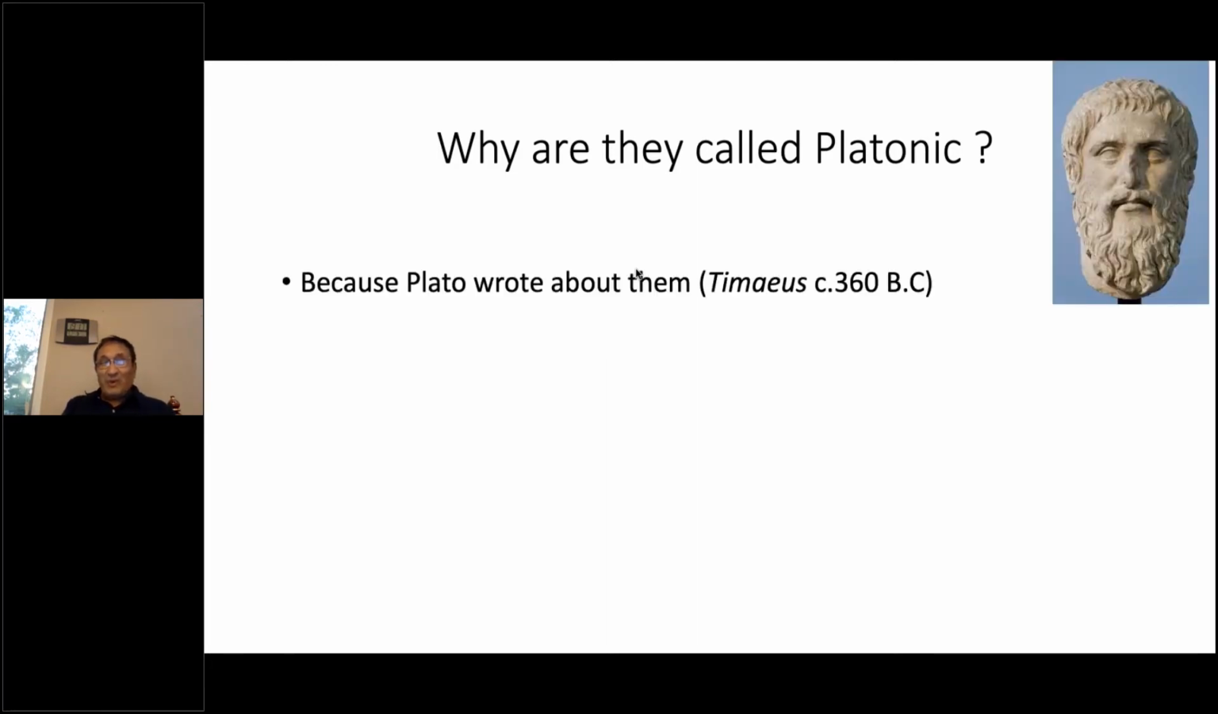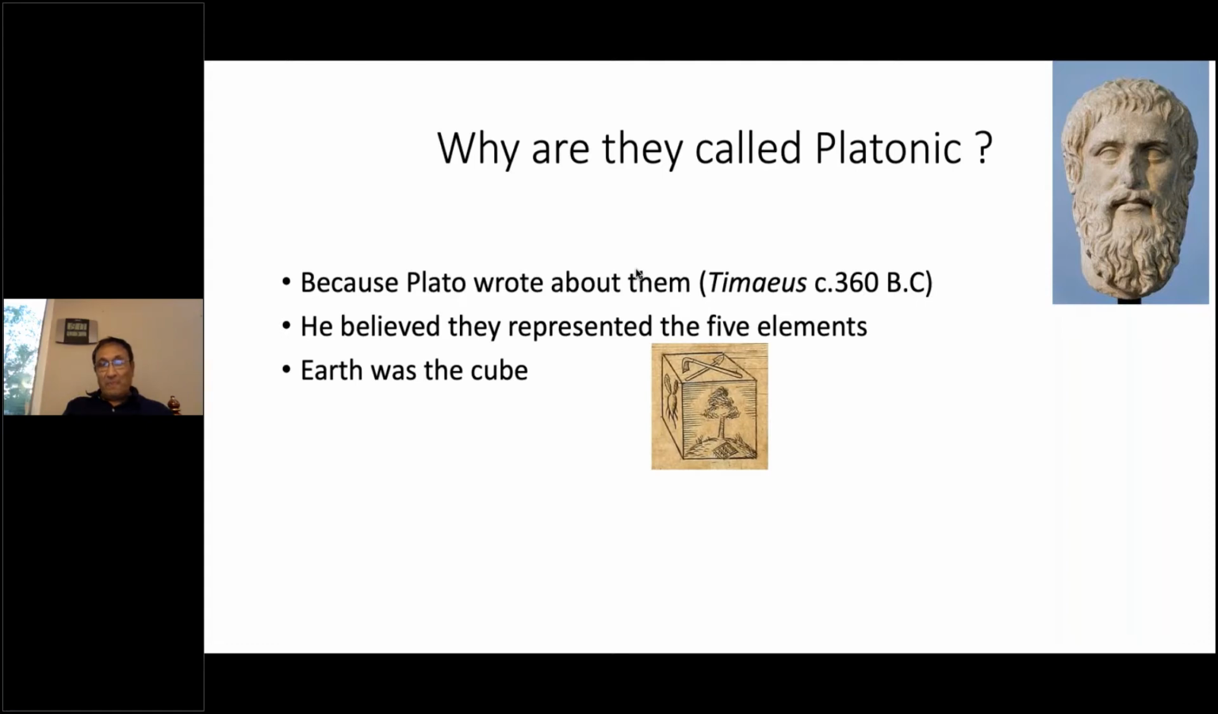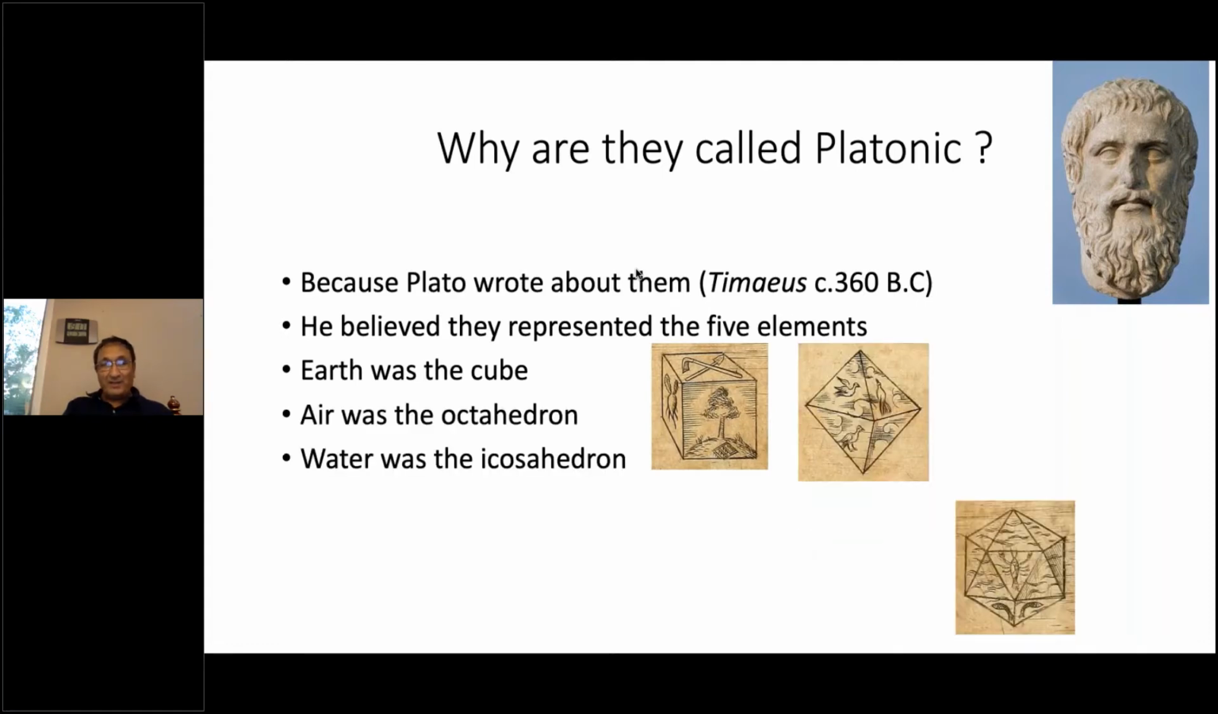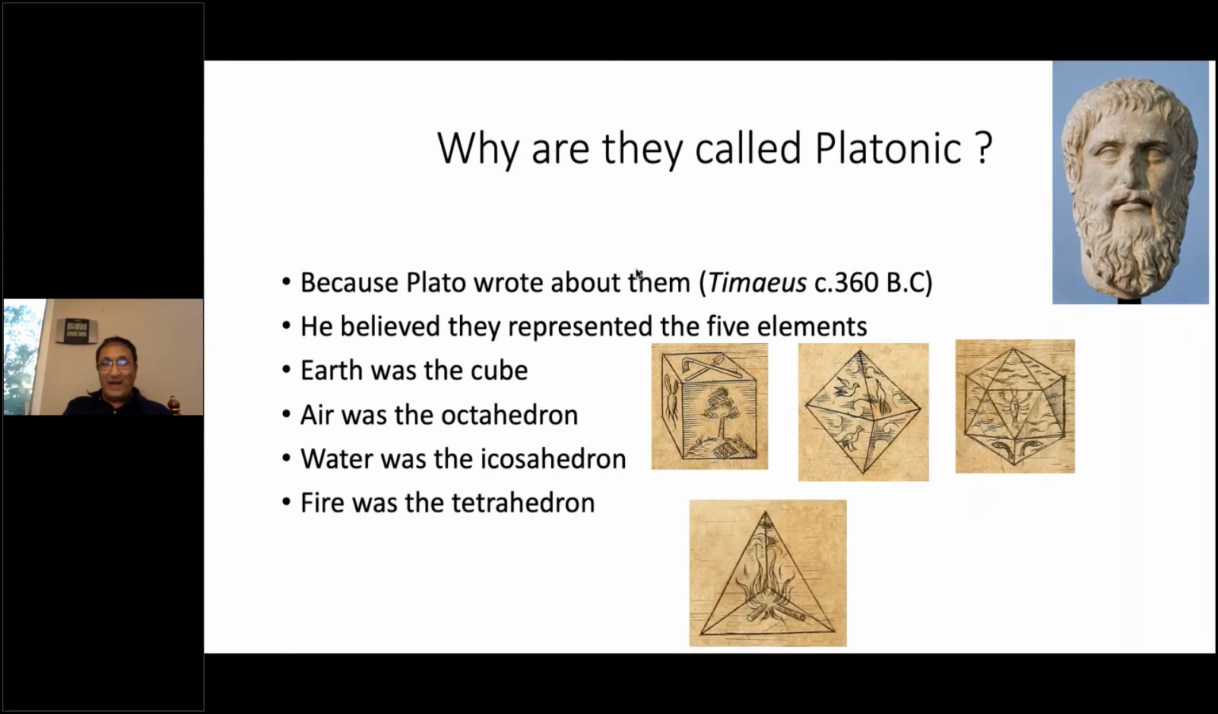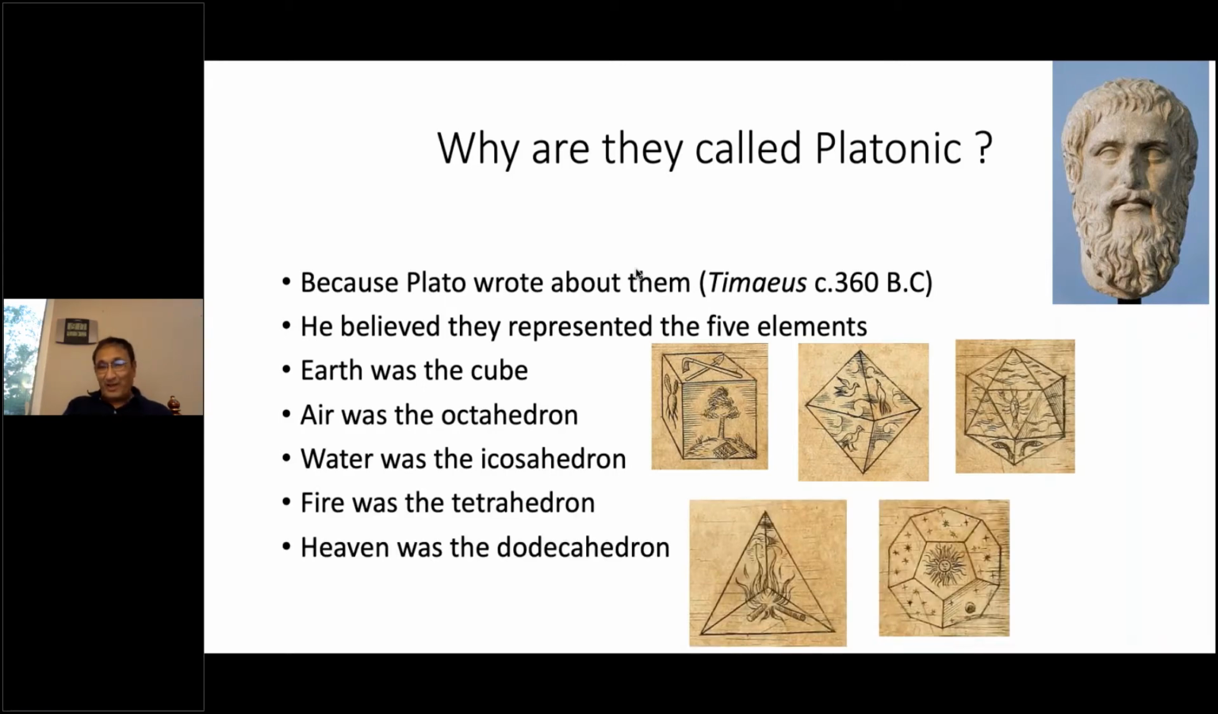It's because Plato was the one who wrote about them. And the reason he wrote about them is he believed they represented the 5 elements. Earth was a cube, air was an octahedron, water was an icosahedron, fire was a tetrahedron, and heaven was a dodecahedron. So this should be a lesson to all you young people, that even if your theories are all nonsense, make sure they get published. Because if they get published, then you will be given credit for them in posterity. So Plato didn't know the first thing about mathematics, but they're still called Platonic solids because he was the one who made a fuss about them.